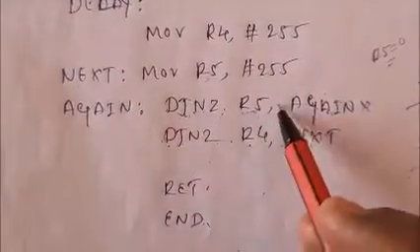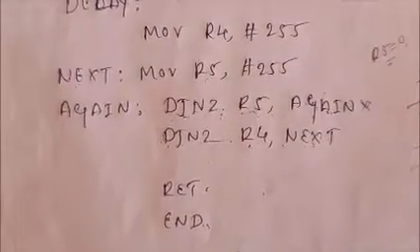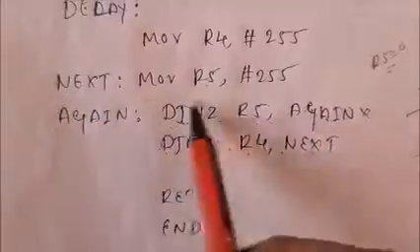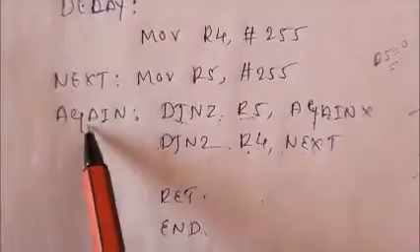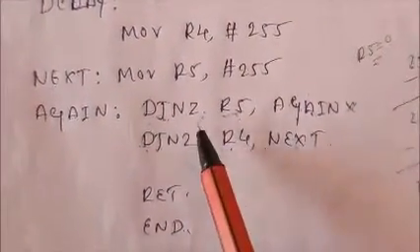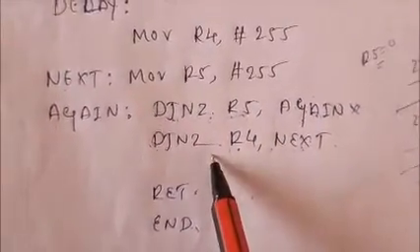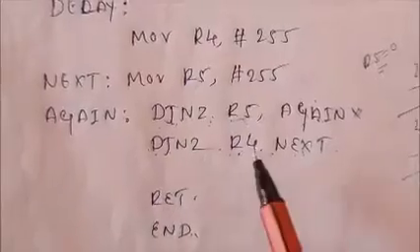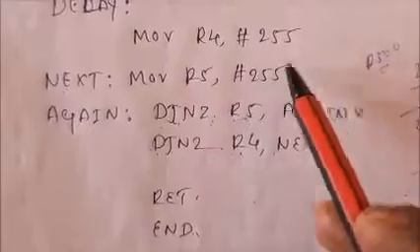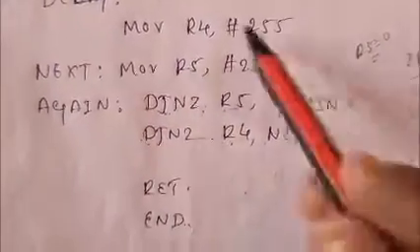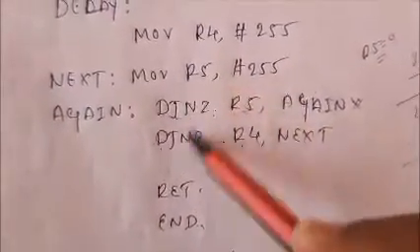So what you need to understand is that the R4 value will decrement one time, but the R5 value will perform 255 times. So R5 performs 255 times here, then R4 decrements by 1, and again R5 performs 255 times. Again R4 decrements by 1. So that means 255 into 255. That is double, and it will increase the delay. Whenever you want to increase the delay, you can write this type of instructions.